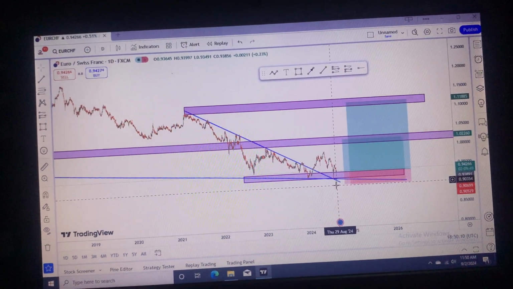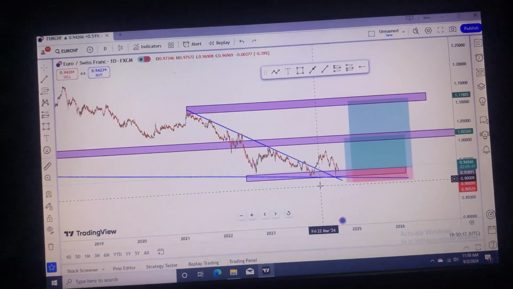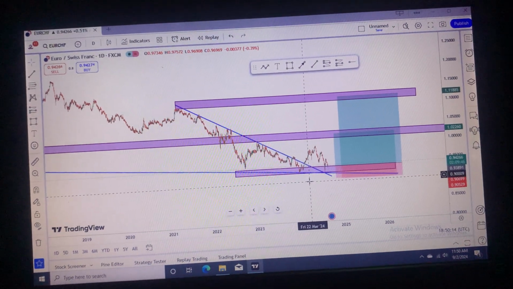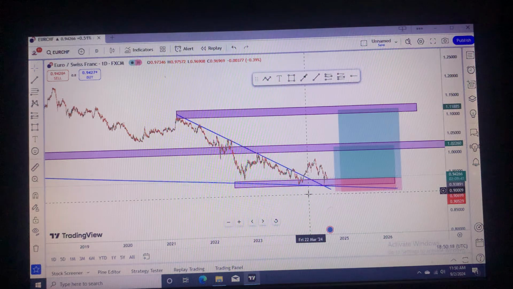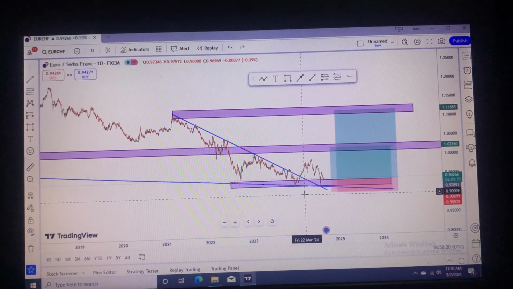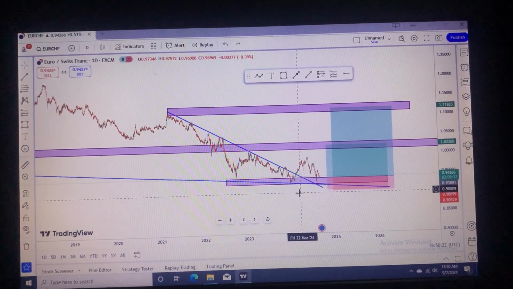So that's that about Euro CHF. Scalpers and intraday traders can also make use of this analysis so you can know the strong points when you are executing your trade.